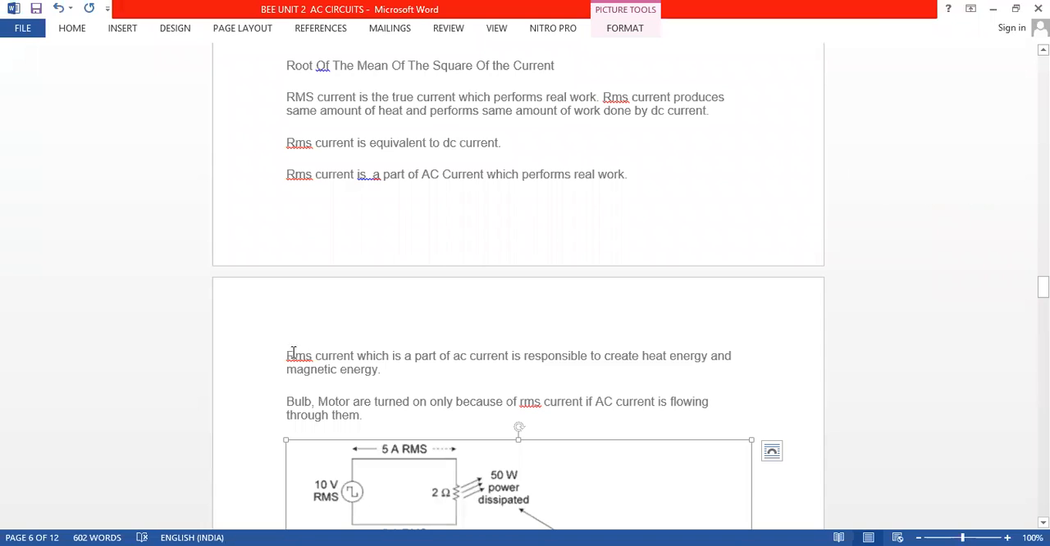One more line. RMS current, which is a part of AC current, is responsible to create which energy? Anyone tell me what we have written? Heat energy and magnetic energy. Yes. So we are saying that whenever current flows through the wire, magnetic energy is created. But which current is creating the magnetic energy? RMS current. In simple words, the current which we are getting in our house is of course AC current, but RMS current, which is a part of that AC current, is doing the real work.